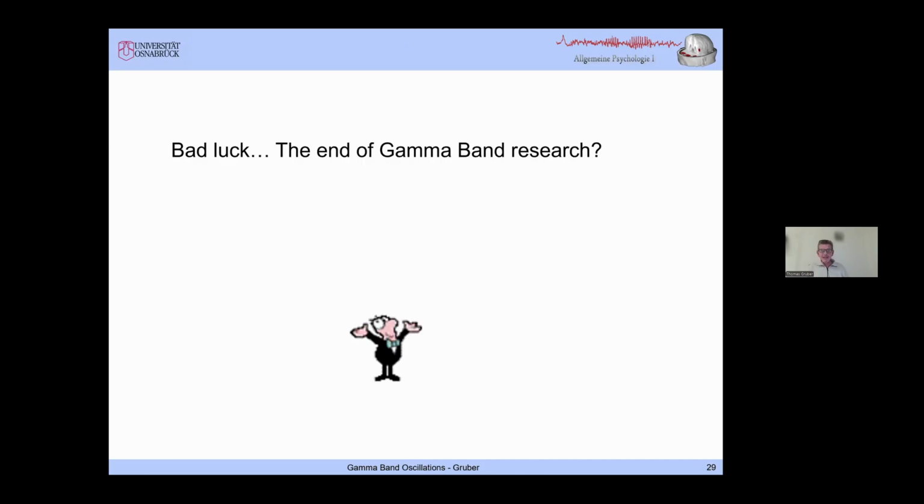And if my animations would work, you would see a stone now falling on this little guy standing here. But again, I need your imagination. You have to imagine how this little guy who is happy about his gamma band response is squished by a stone. That was the end of gamma band research. Bad luck.